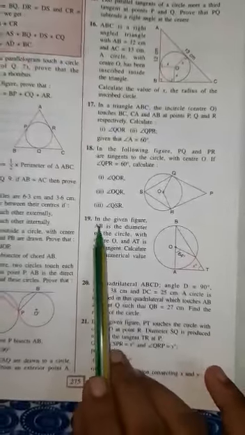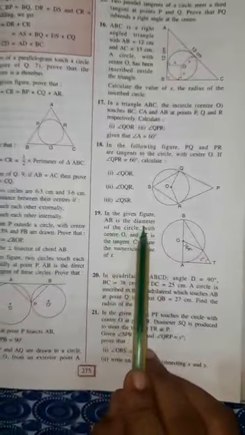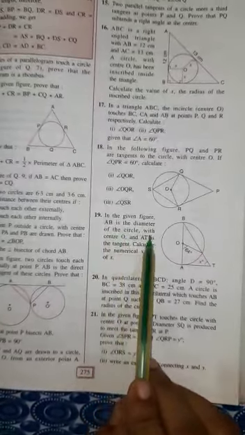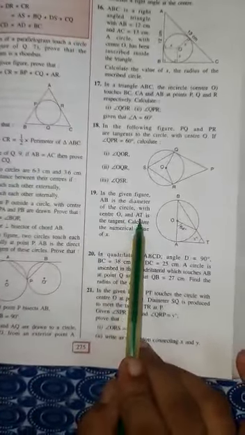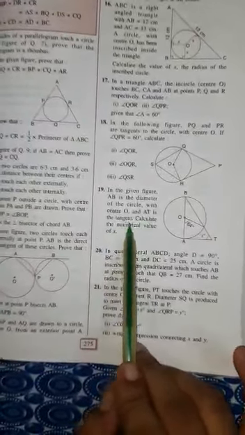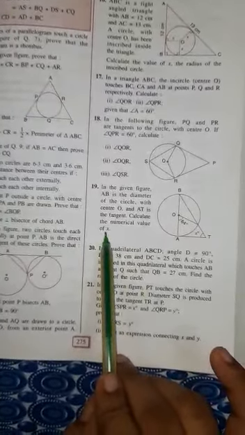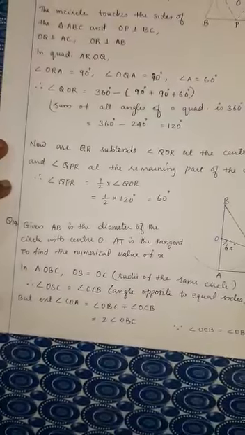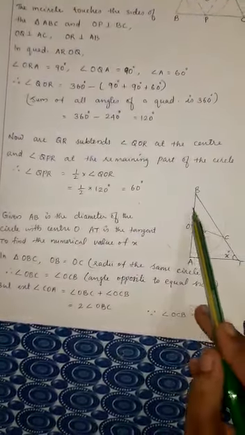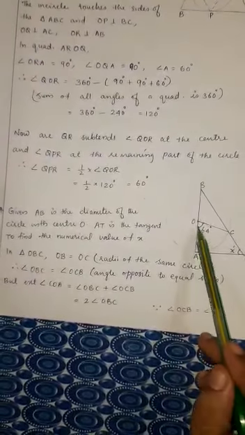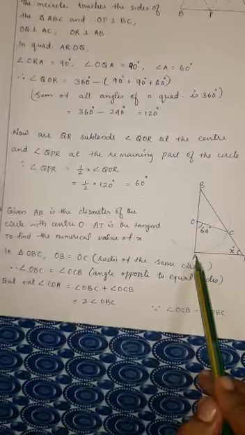First question. In the given figure, AB is the diameter of the circle with the center O and AT is the tangent. Calculate the numerical value of x. Given AB is the diameter of the circle with the center O, AT is the tangent to the circle.